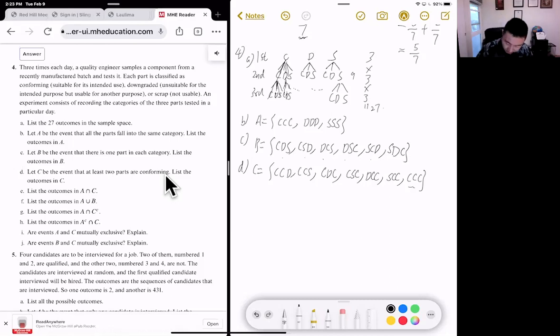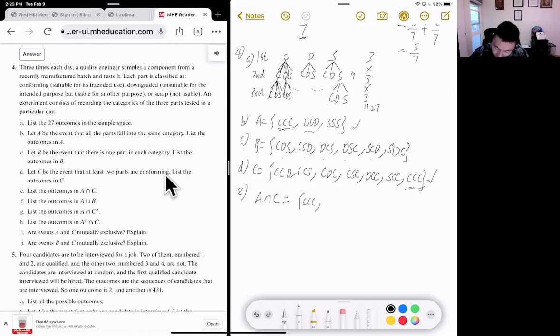So look at E. E is asking A and C. So look at A here and look at C here. A and C means the event occurs in both A and C. Then CCC is in both A and C. So CCC is one of them.